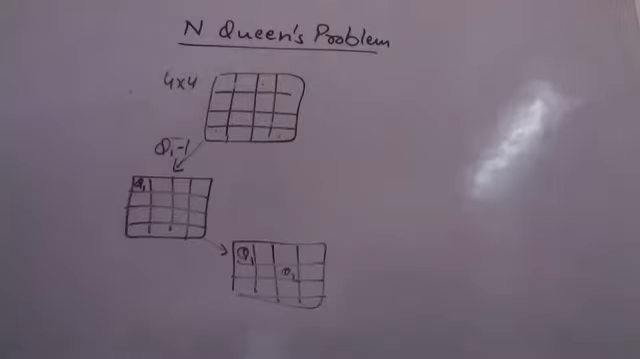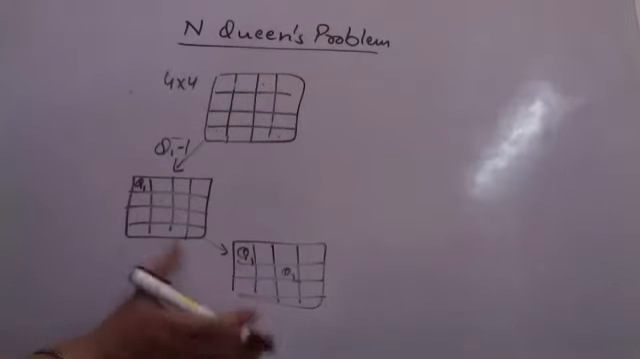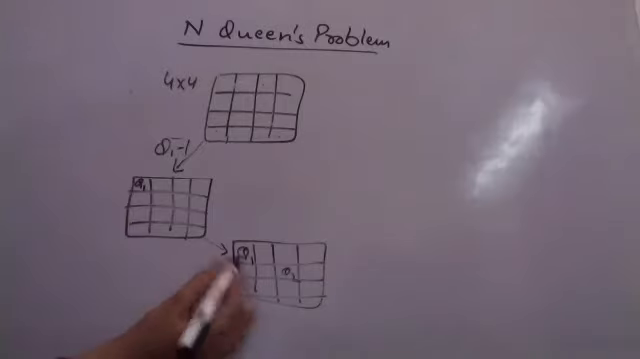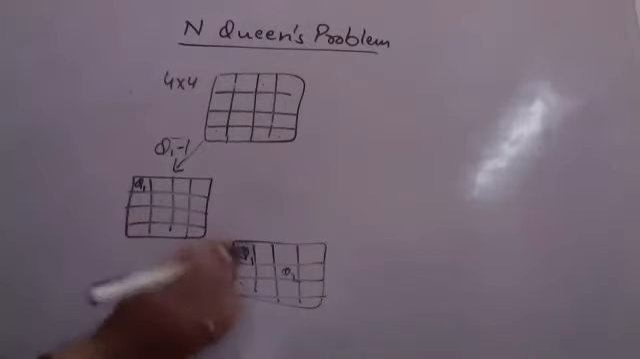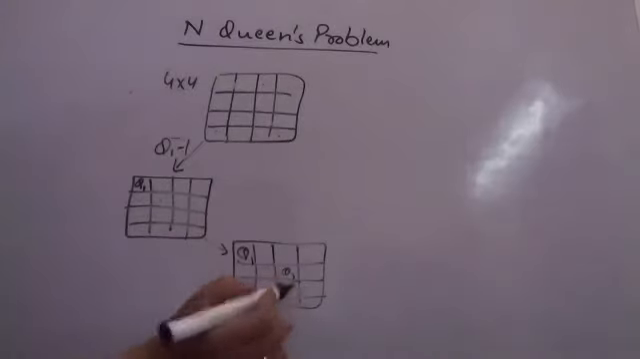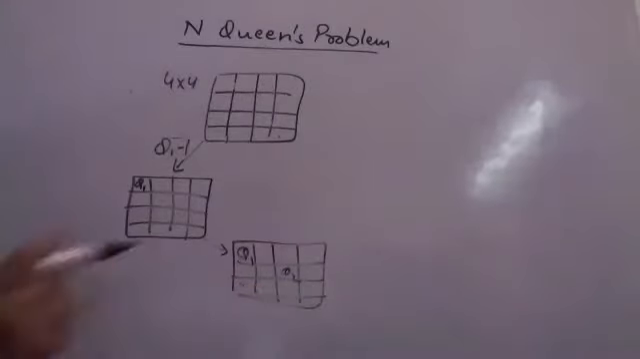So after this, if I now try to put queen 3, I cannot put it in column 1 because Q1 is already there. I cannot put it in column 2 because it is in the diagonal of Q2. I cannot put it in column 3, it is the same column. I cannot put it in column 4 because it is again in the diagonal. So there is no possible solution here. I will backtrack.